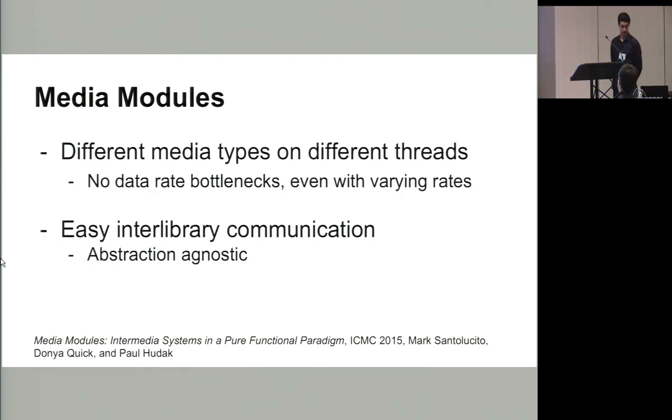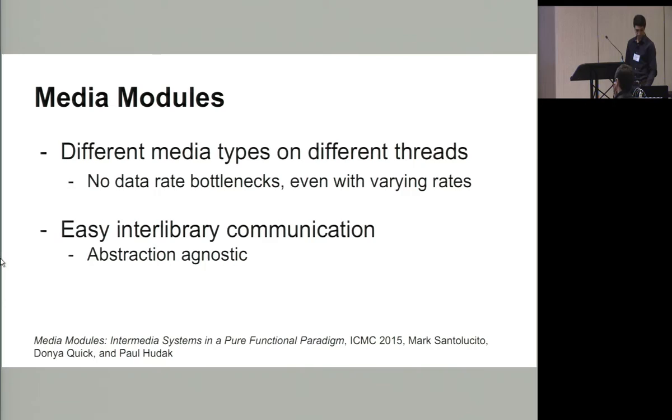So we can imagine if we connect two GUIs that might be just rendering as fast as possible, but we don't know exactly how fast, we're not going to get any interference. The other thing we would like to see with media modules, again, this is a concept more than a fully fleshed out theory, but we would like to have something that is abstraction agnostic. So we'd like to be able to connect an arrowized FRP language like Utopia with a non-arrowized language, or two arrowized, either way. We want it to work regardless of how your libraries are set up.